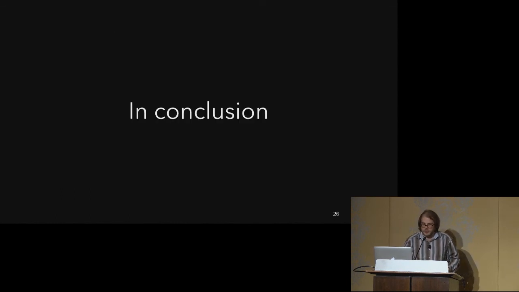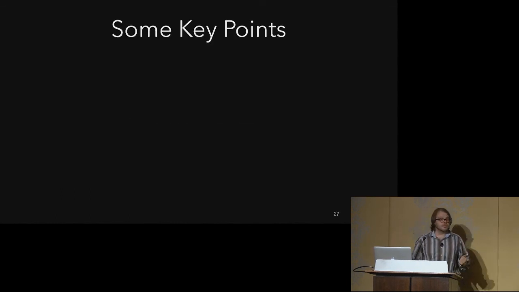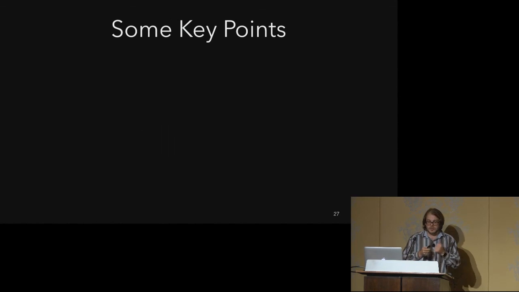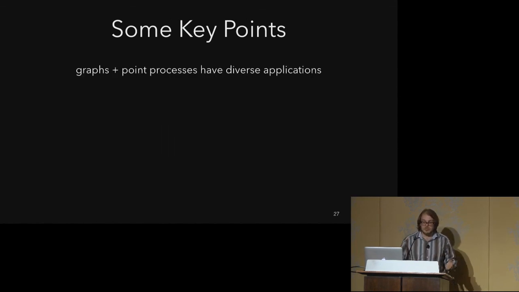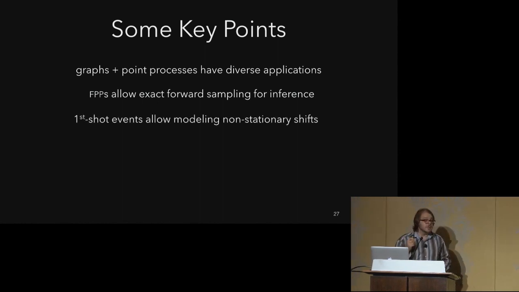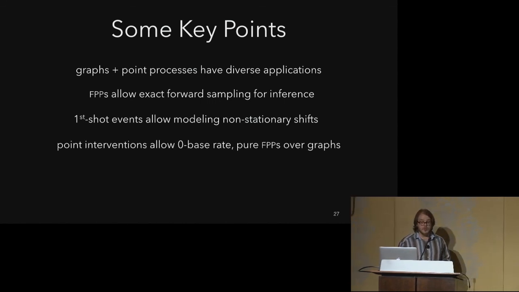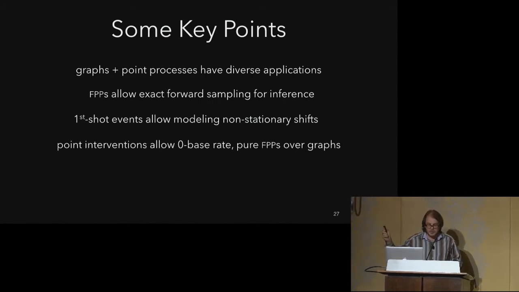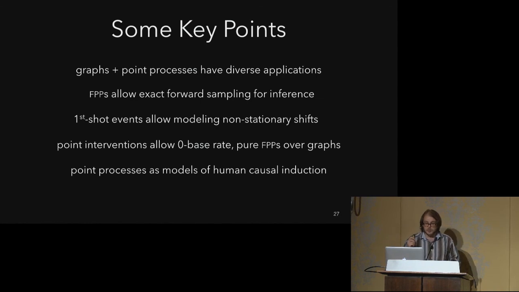So in conclusion, structured point processes are powerful models with a diverse set of applications. FPPs can be sampled using exact forward sampling, which can in turn be used for inference. First shot events allow for the meaning of the node to shift when a particular event occurs for the first time. Point interventions allow for zero base rates and pure FPPs over graphs. And point processes can be used to model human causal induction as rational structure inference.